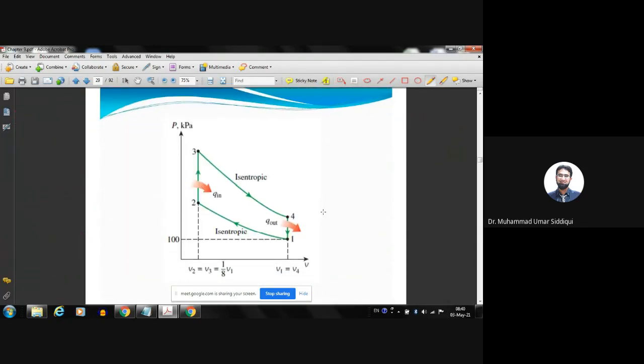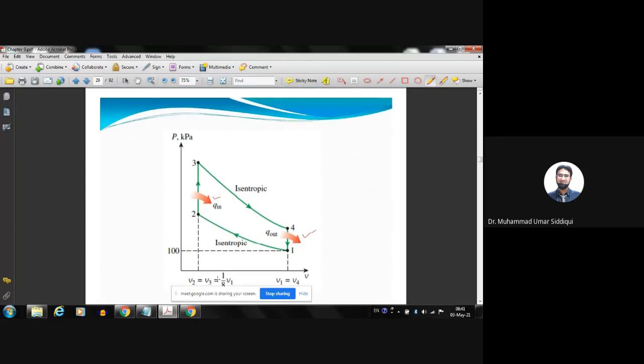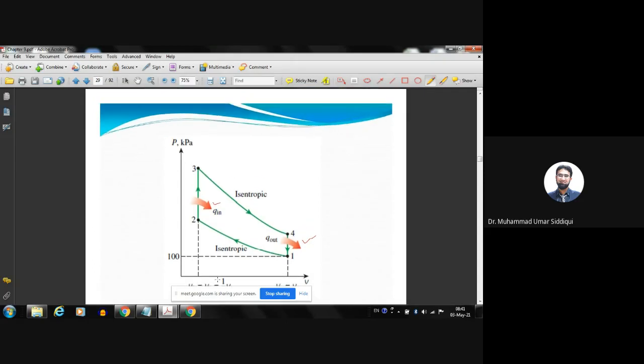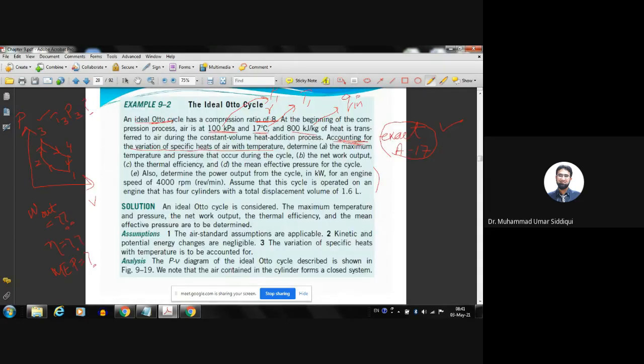So we have a situation like this. This is our PV diagram. So state points 1, 2, 3, and 4. This is the Q in process. Here from 4 to 1, we have Q out. We have 2 isentropic processes. We don't know the specific volume for any state, but we know one thing, that the compression ratio is 8. That's mentioned, that the compression ratio is 8.